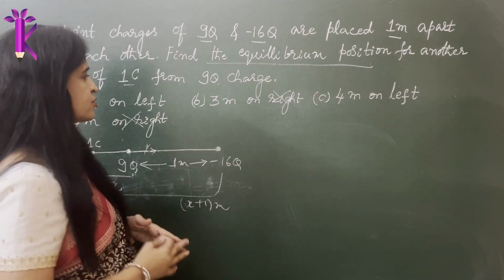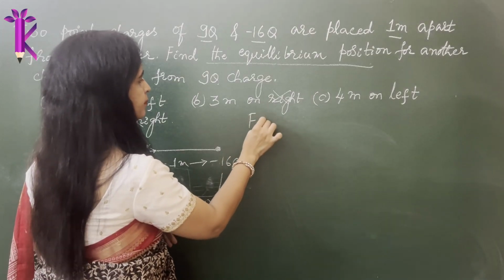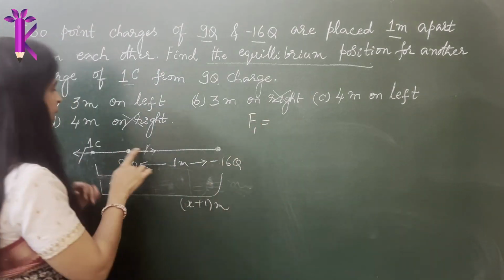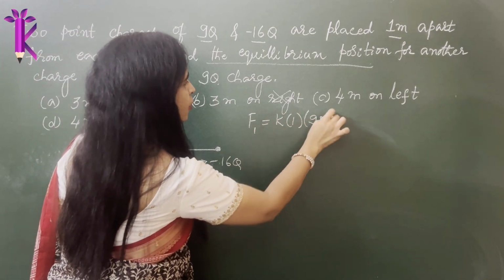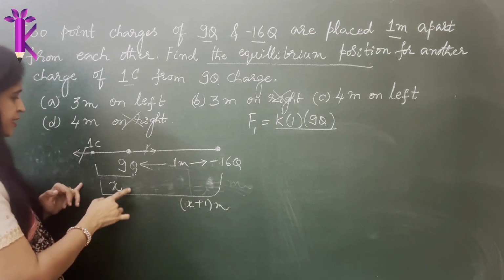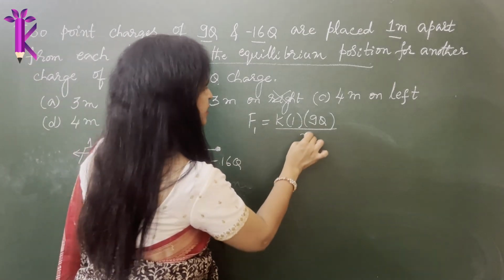Well, I hope you are able to solve it. If not, here's the reveal. So F1 between charges 1 coulomb and 9q is K into charge 1 coulomb into charge 9q, whole divided by the distance square. We have assumed the distance to be x, so it will be x square.